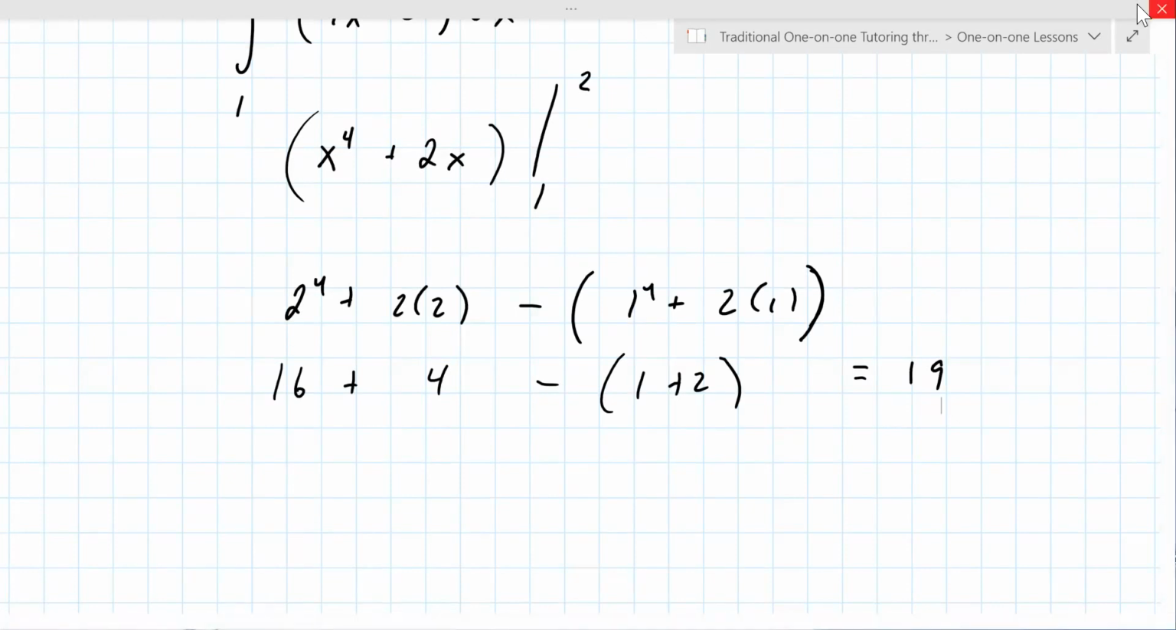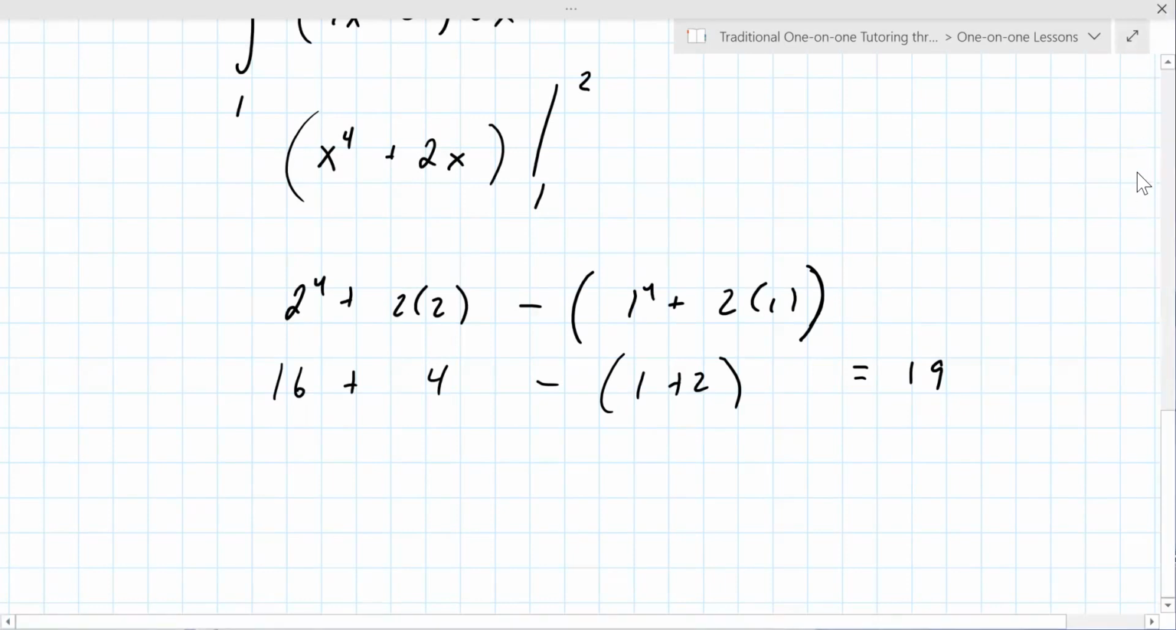Is the style of your exams the same? Any variance on that? They're pretty similar. Okay. Well, let's just keep going here.